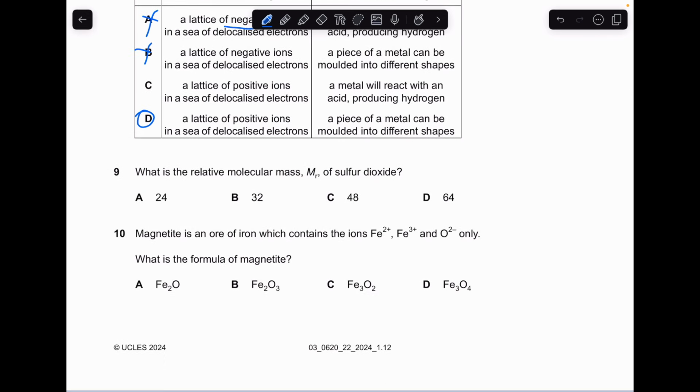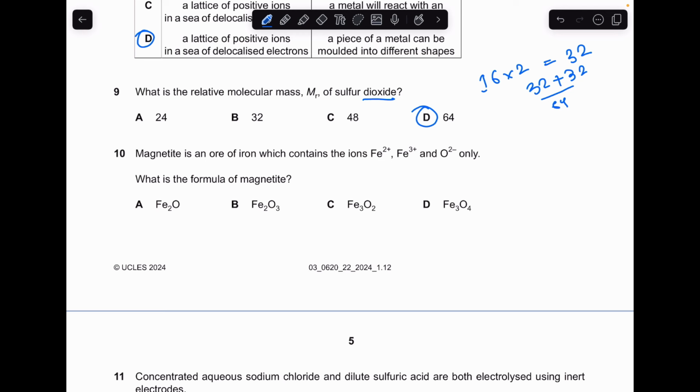Question number 9. What is the relative molecular mass, Mr, of sulfur dioxide? Oxygen is 16 times 2, because of dioxide, which is 32. And sulfur is also 32, so 32 plus 32 is 64, which is D.